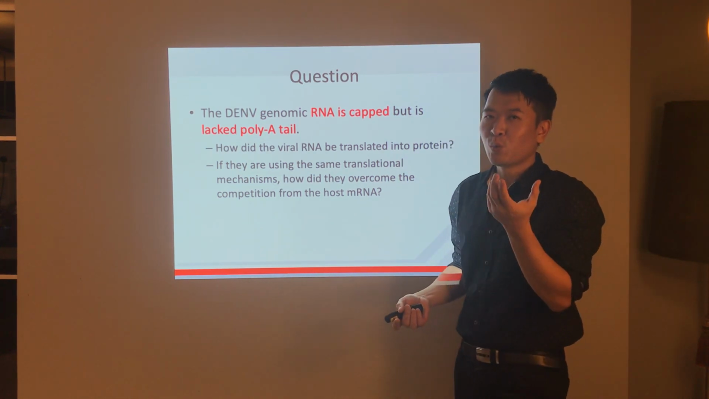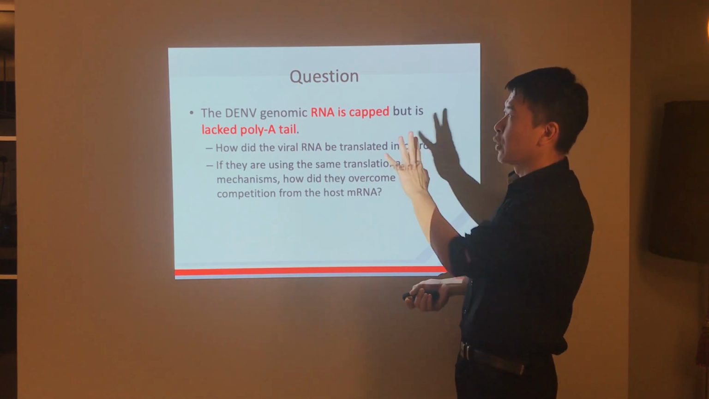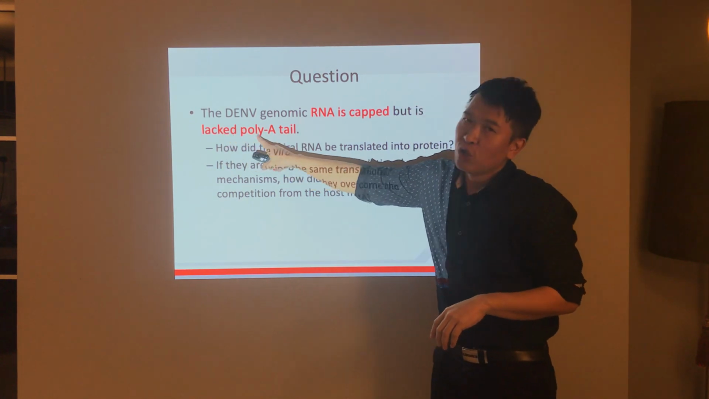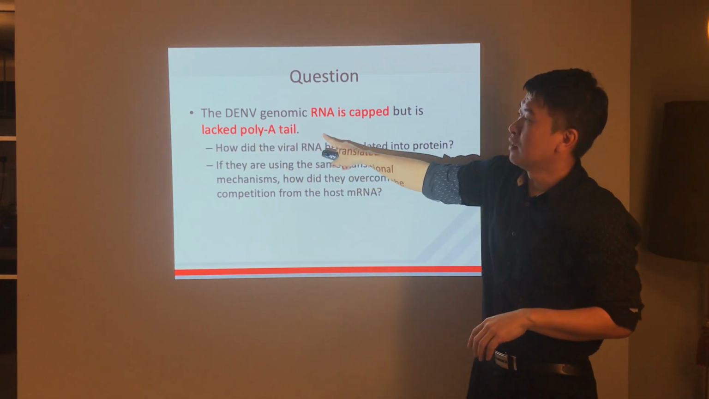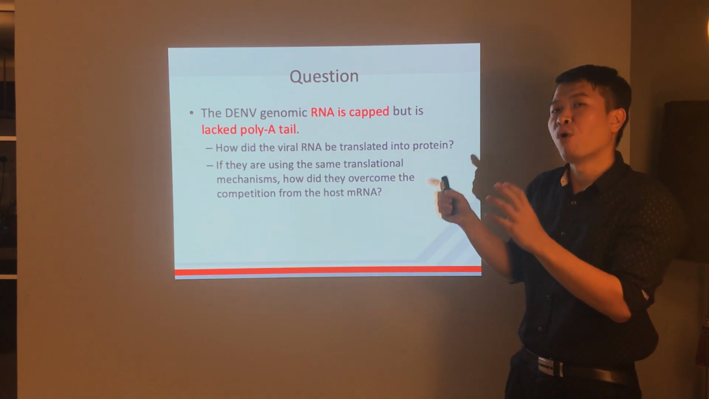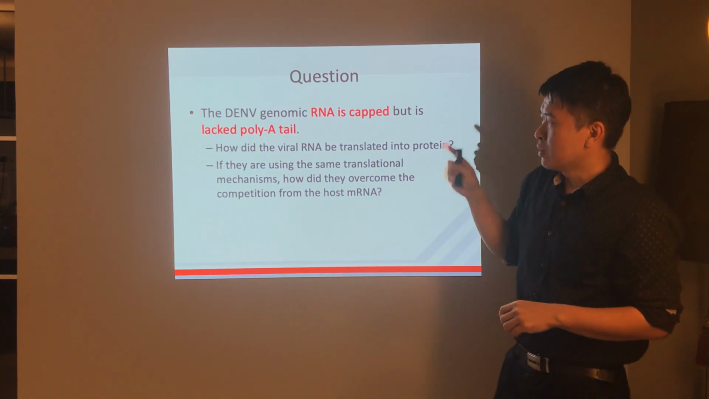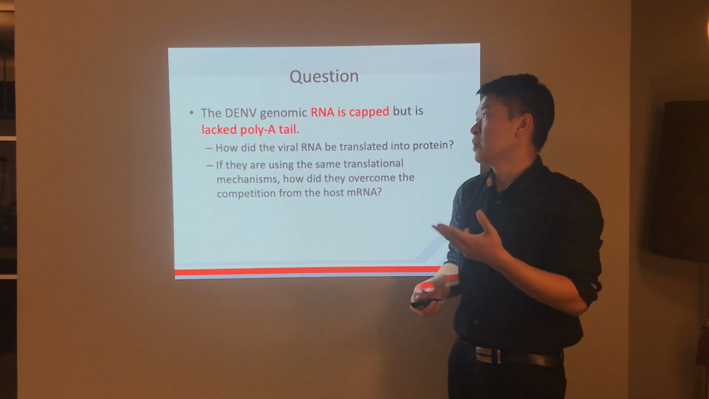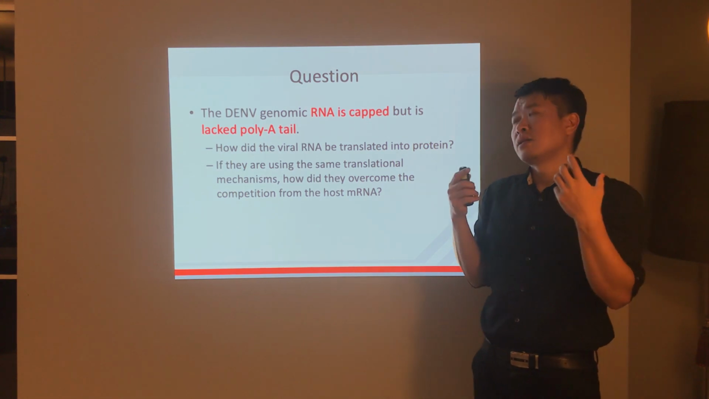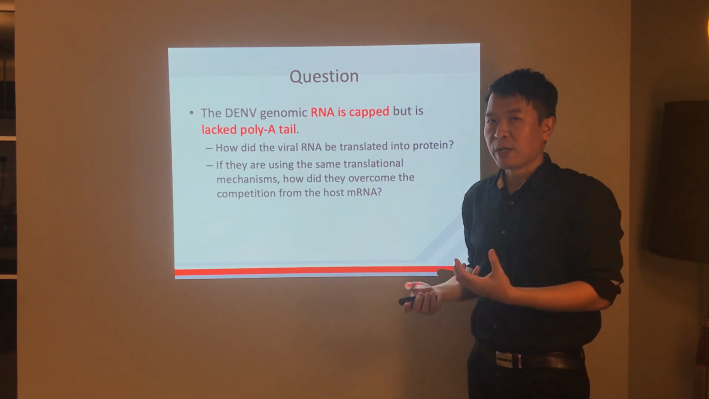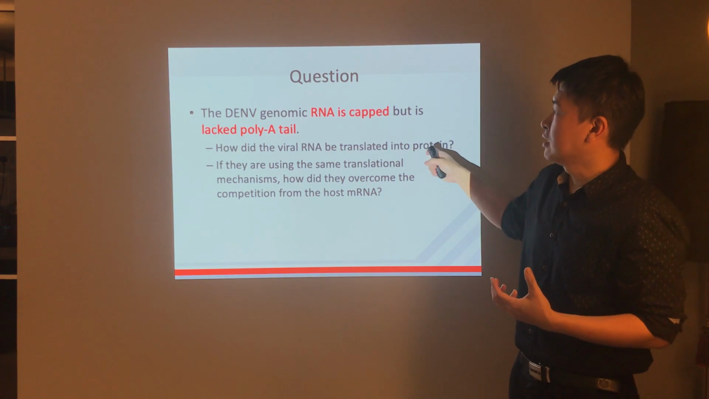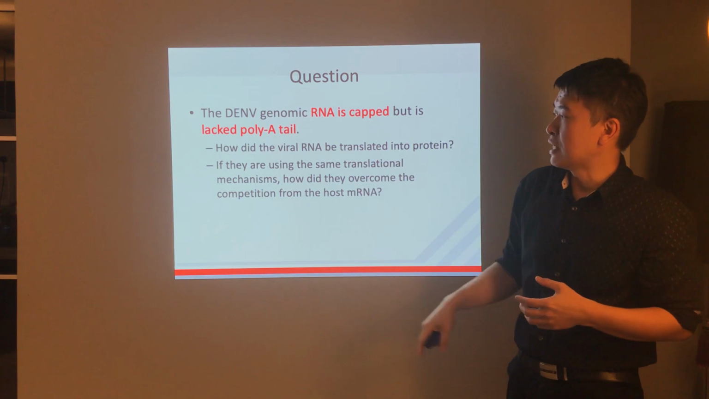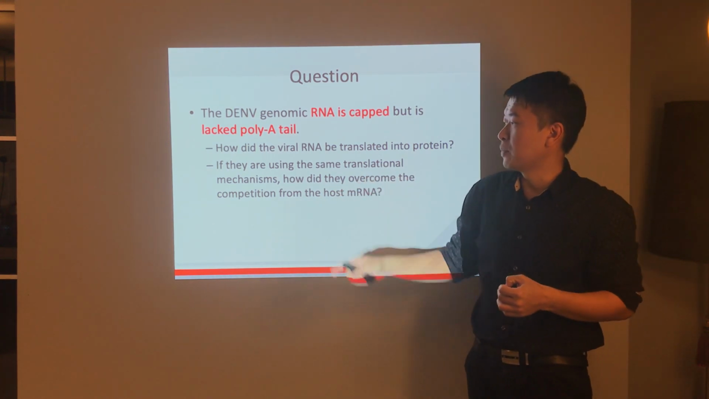So now we know that eIF4E is important for the virus replication. However, the genome lacks a poly-A tail. It doesn't have a poly-A tail in its genome. If that is the case, how is the viral RNA translated into protein? We know from the previous lectures that poly-A is very important for translation. How is the viral RNA translated into protein? If they're using the same translation mechanism, how do they overcome the competition from the host cell?